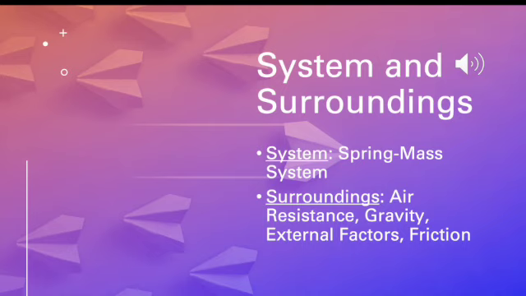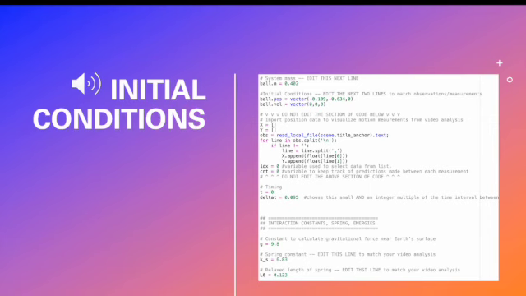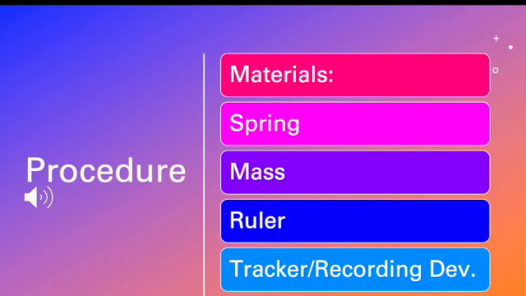Some initial conditions that we will have in this lab is the mass of the ball to be 0.402. We have delta T, which is simply the amount of frames we are doing it at, which is 0.095, the gravitational constant, the spring constant, and the relaxed length of the spring. The materials needed are the spring, the mass, a ruler, and a tracker/a recording device.